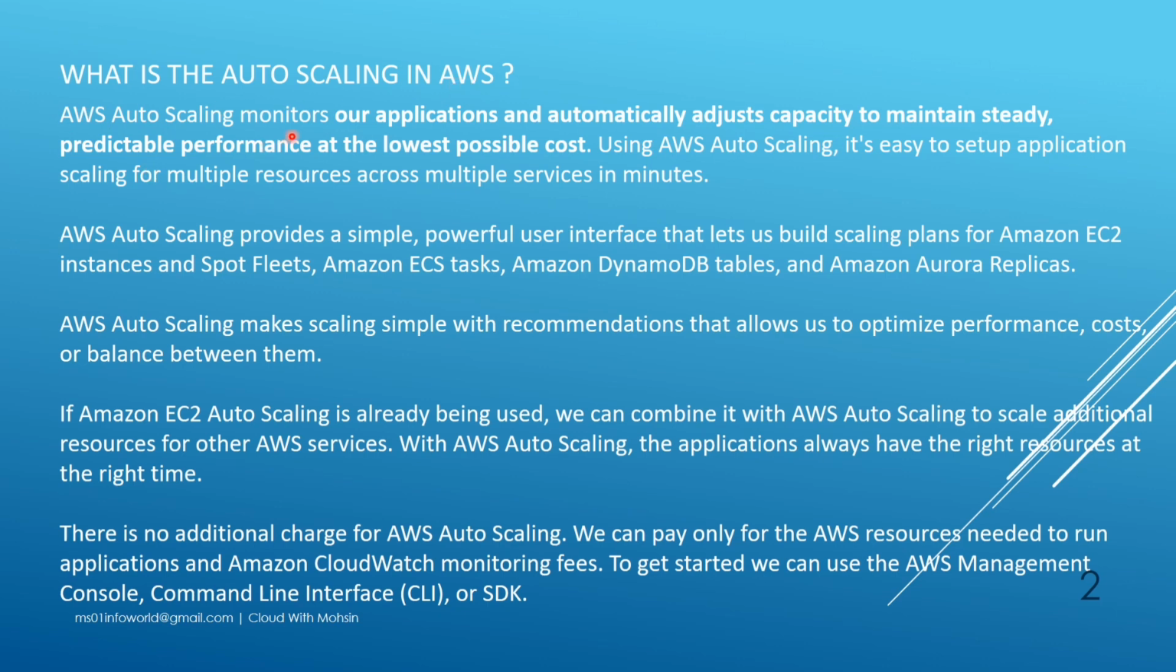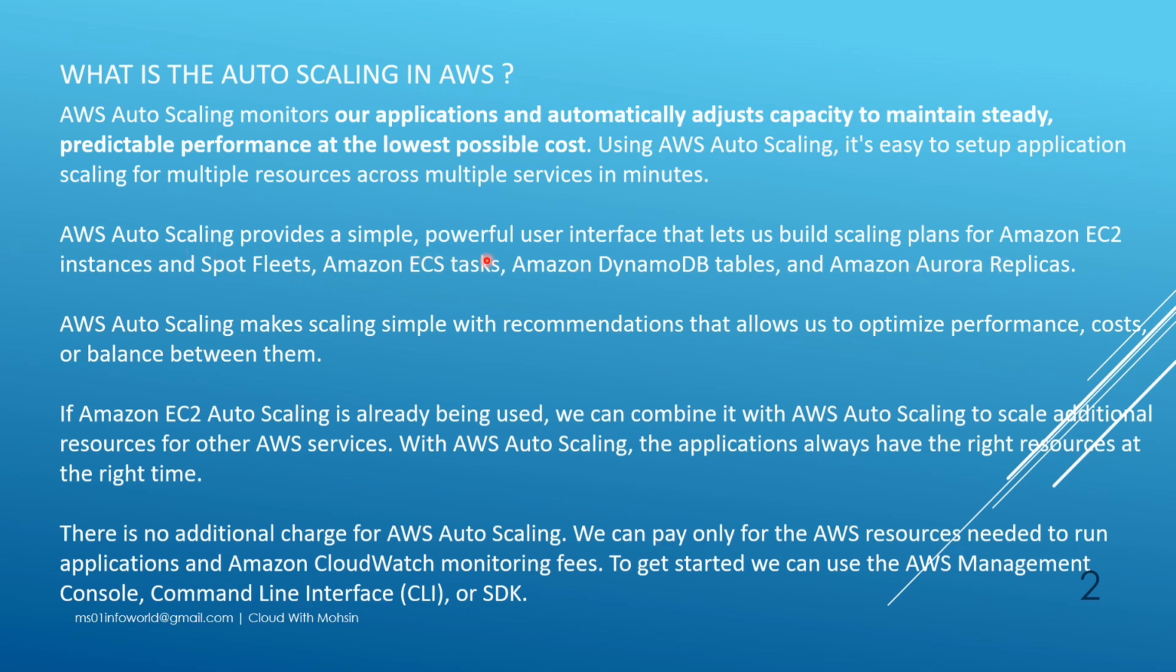AWS Auto Scaling monitors our applications and automatically adjusts capacity to maintain steady, predictable performance at the lowest possible cost. Using AWS Auto Scaling, it's easy to set up application scaling for multiple resources across multiple services in minutes. There are several other services that we can use with AWS Auto Scaling.